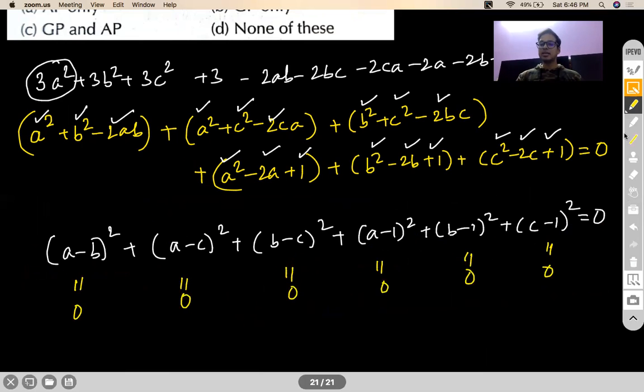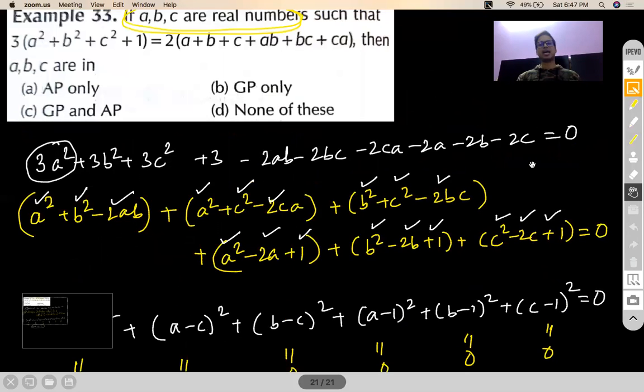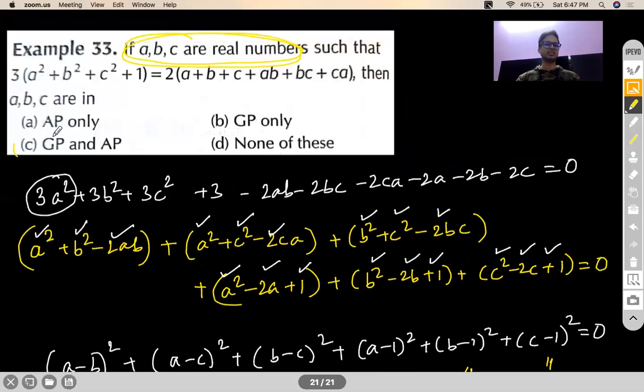Correct? If they're individually 0, it means A is equal to B, A is also equal to C, B is also equal to C, and A is also equal to 1, B is also equal to 1, C is also equal to 1. So it can happen only under the condition where A, B, C are all equal to each other and they are 1 each. And hence it could be both in GP and AP.